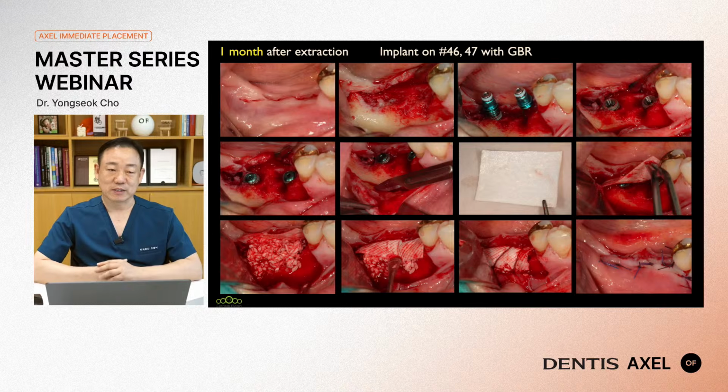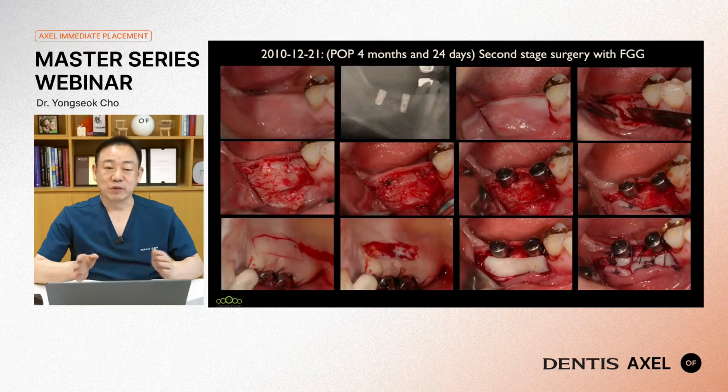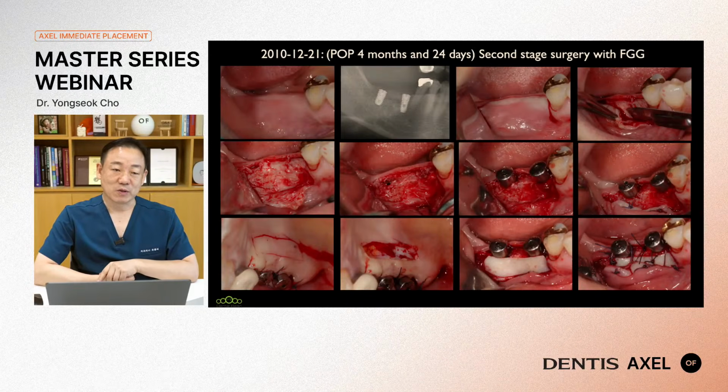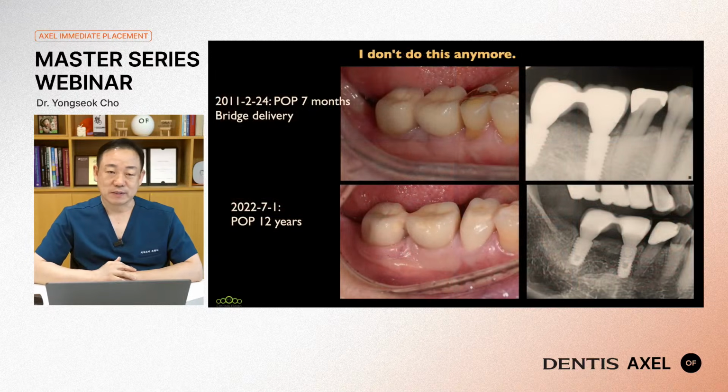Standard GBR was done and the implants were submerged. Because of pulling a buccal flap, there was a lack of keratinized tissue. I had to do free gingival graft to increase keratinized tissue. During the second stage surgery, I performed FGG, and the final outcome is here. The lower pictures are 12 years later. We can see nice condition of bone and soft tissue.